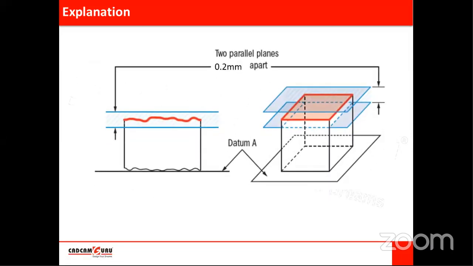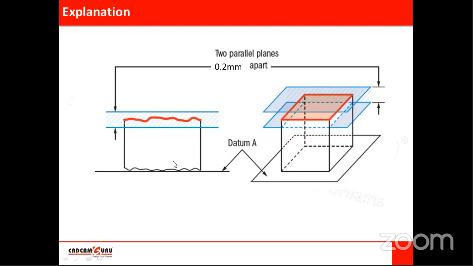Now, explanation: what this feature control frame means is that we are expecting some parallelism of a feature with respect to another feature within the limit. It is similar to flatness, looks like flatness, but here we are considering a datum, means with respect to this surface we are expecting this surface to be within some limit. Flatness is applicable for this surface only, the ups and downs of this surface, but here we are talking about orientation also.